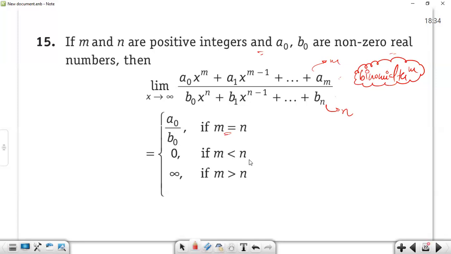And if the denominator's degree is higher than the numerator's degree, then the limit's value comes out to be 0. And if the degree of the numerator is more than the denominator's, then it comes out to be infinity. This will be more clear to you when we study the binomial theorem chapter, and you will be solving this kind of questions using this formula. Otherwise, you can also solve this particular expression using L'Hospital rule.